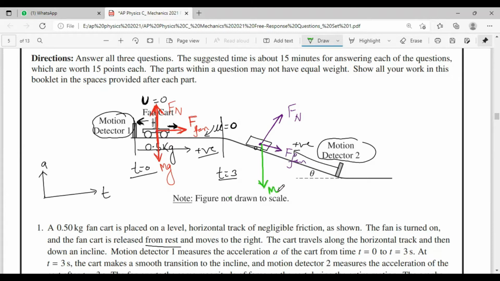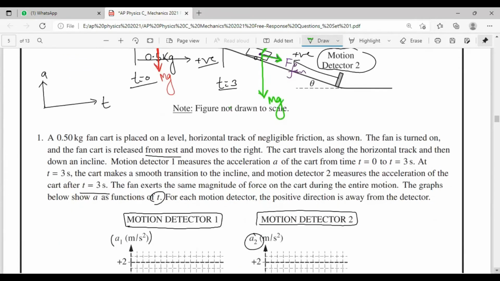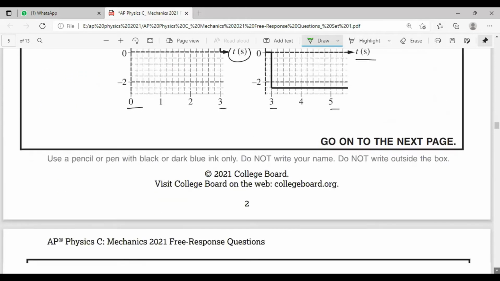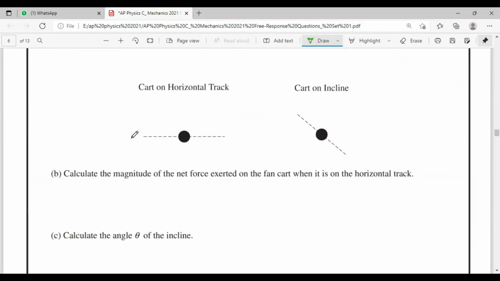This is mg, right? This is F fan and this is F normal. We have to draw only the forces, not the components. So this is the scenario of this question. You can easily understand in this diagram. Let us draw this final answer in the required place.